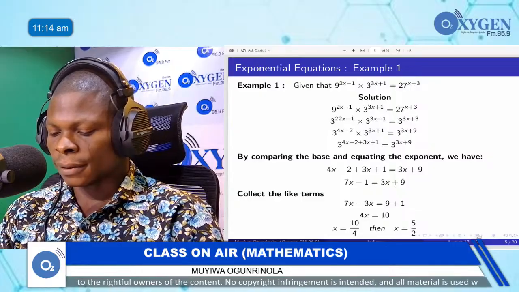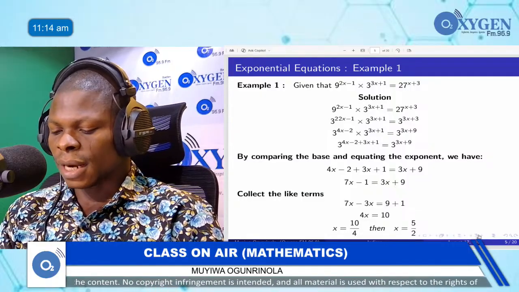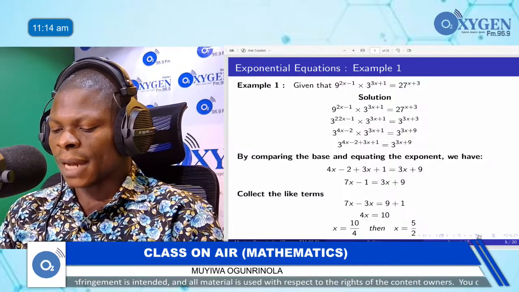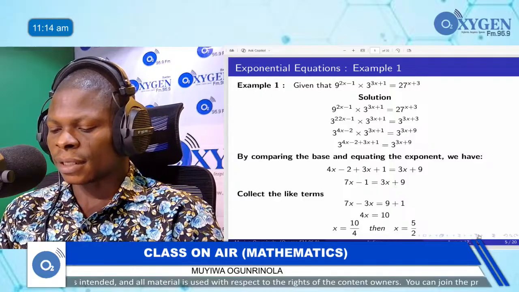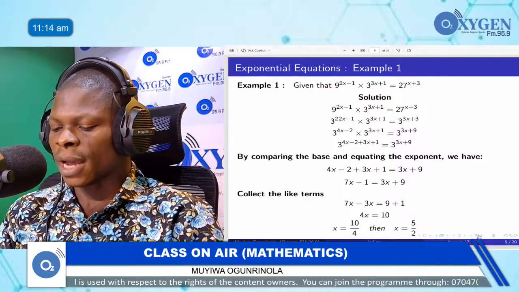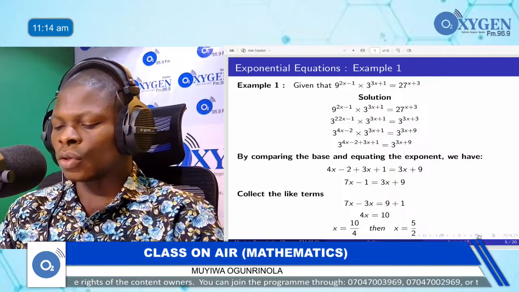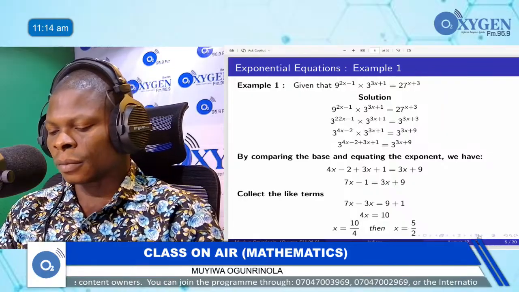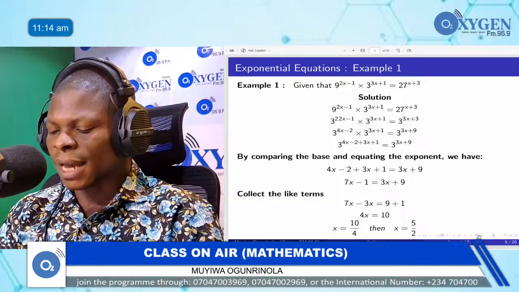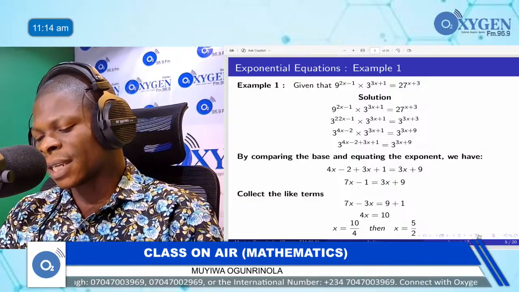Now solution. When we look at this question, 9 raised to power 2x minus 1 multiplied by 3 raised to power 3x plus 1 is equal to 27 raised to power x plus 3. When you look at that equation, you see that we have 3 there and 3 as base in the middle, and you can see 9 and 27 also can be represented in base 3.